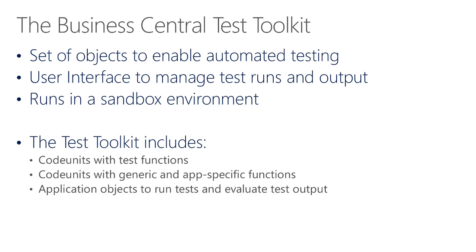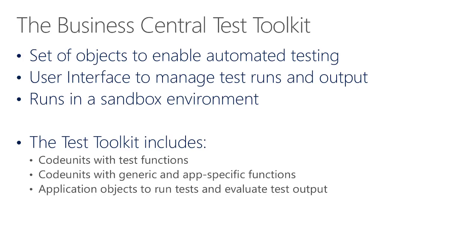The test toolkit includes codeunits that have test functions, and these test functions apply specifically to user scenarios. So this is testing functionality. Then there are also codeunits that have generic and app-specific functions that make it easier to create these tests. So there are generic things like converting values and asserting errors. But there are also functions that create, for instance, a new item or a new customer. You can call these and reuse those types of scenarios for your tests.